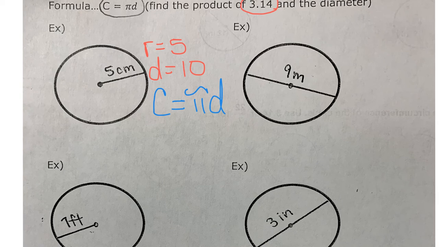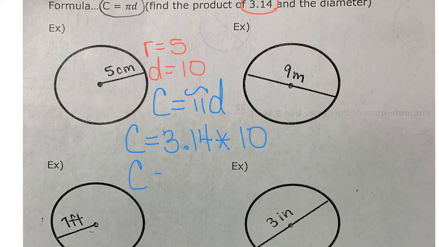We're looking for circumference. What are we going to put in place of pi, the little squiggly thing? 3.14. So C equals 3.14 times, what's the D? 10. Now you're ready to stick it in your calculator and raise a hand when you've got an answer.